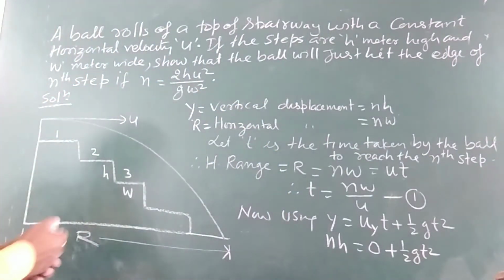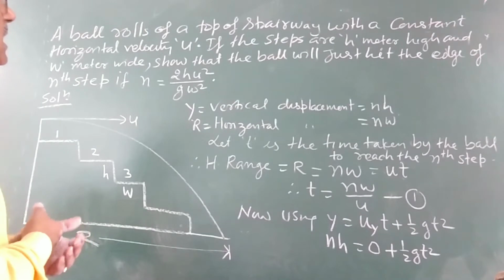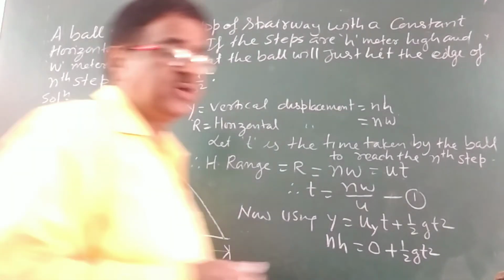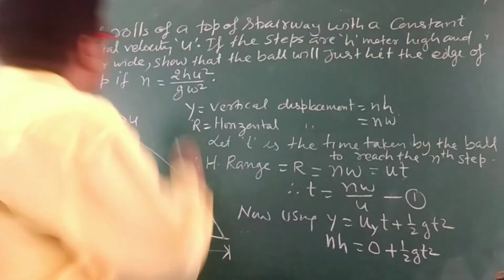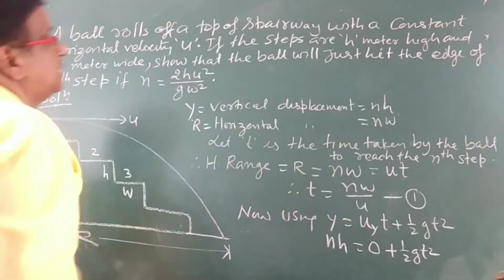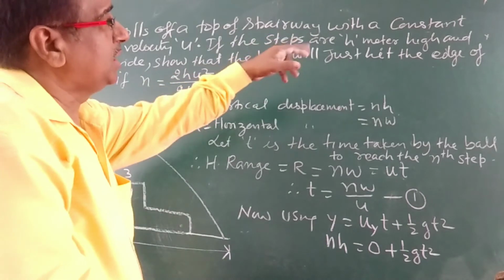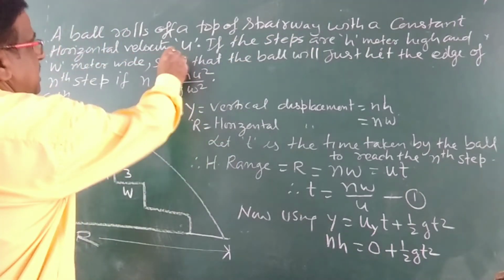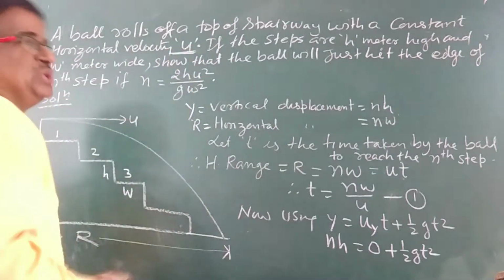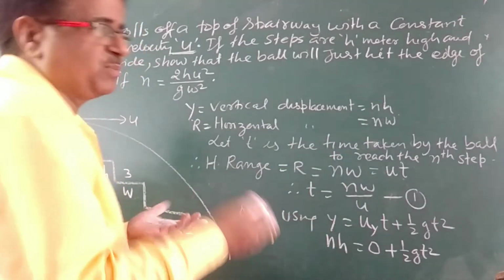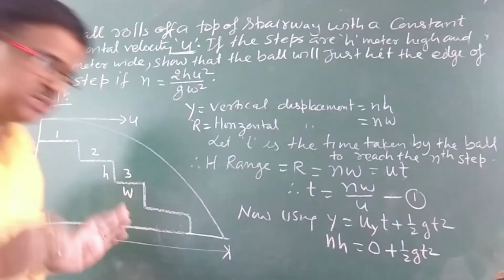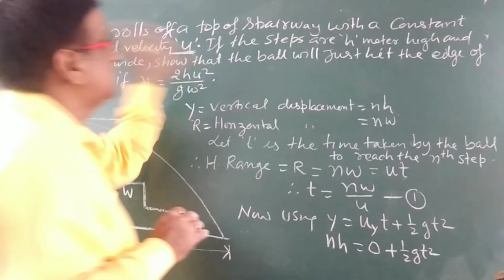A ball rolls off the top of a stairway with a constant horizontal velocity u. Here the horizontal velocity is u. You may say that the ball is a projectile and it is thrown in the horizontal direction with velocity u.